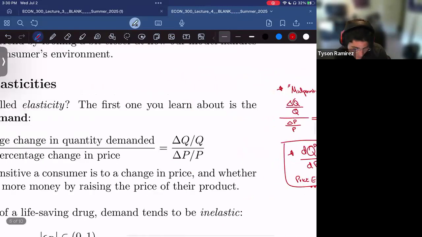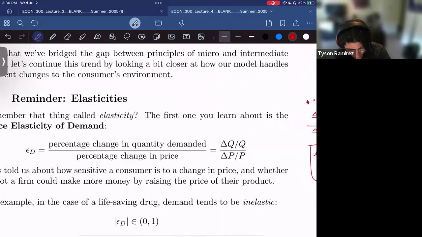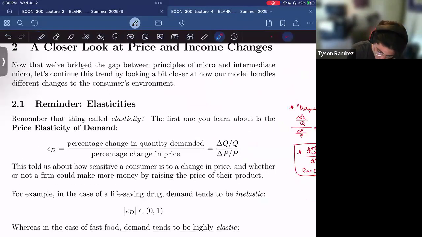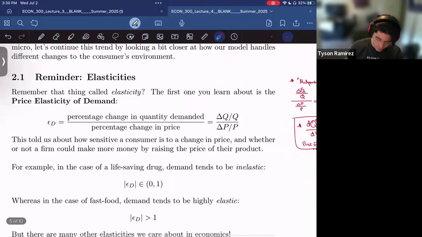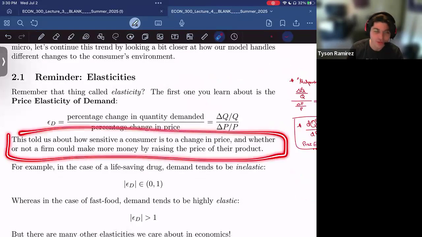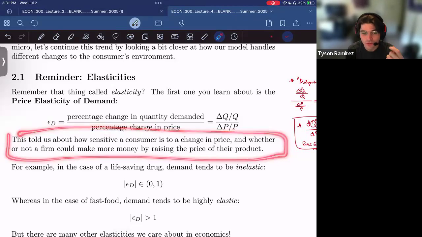And one last time, I harp on this because it's important to understand that elasticity measures percent change in quantity when the price changes. We remember that intuitively this tells us about how sensitive a consumer is to price changes. If somebody's very sensitive to price changes, this usually happens in perfectly competitive markets, then they're elastic. Whereas if somebody's not very sensitive to price changes, if they're going to buy something regardless, then this is inelastic.